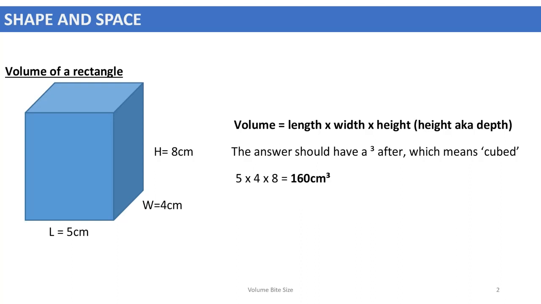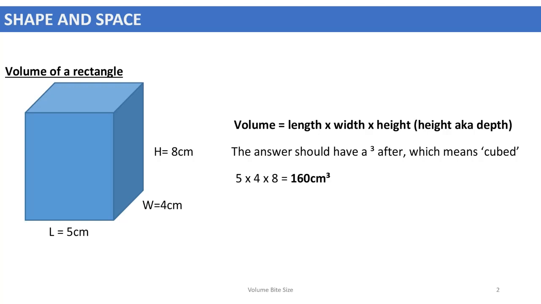So an example we see here, the rectangle, volume length times width times height. We times the 5 by the 4 by the 8, as we see the sum here, which gives us 160 centimetres cubed, and the 3 stands for cubed.